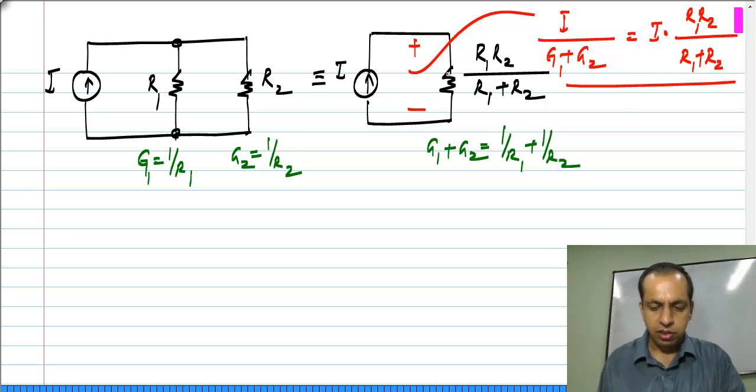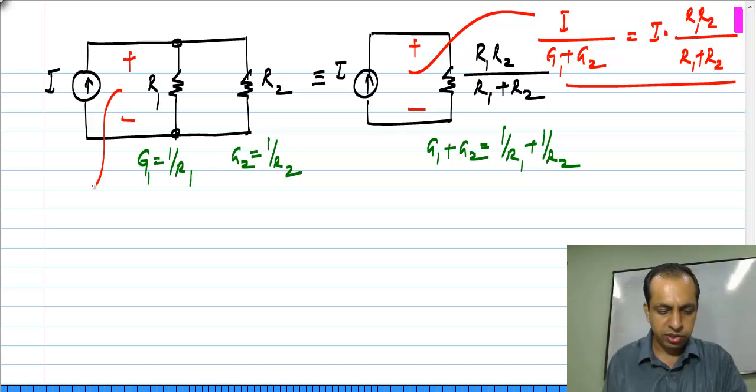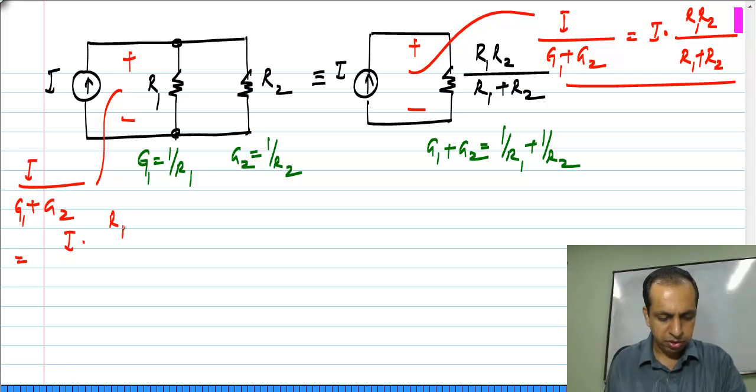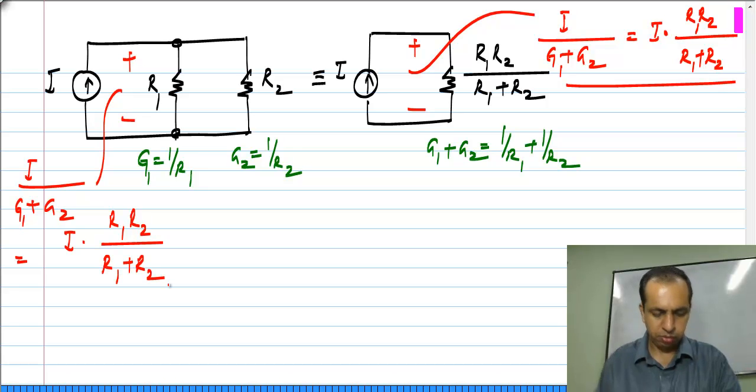So, obviously, the same voltage appears here in the original circuit. The voltage here is I divided by G1 plus G2, which is I times R1 R2 by R1 plus R2.